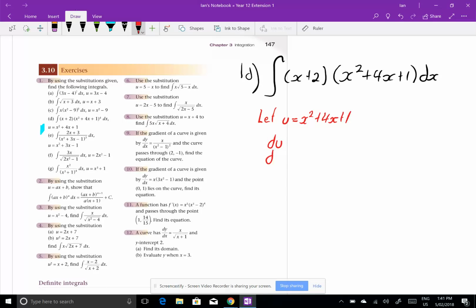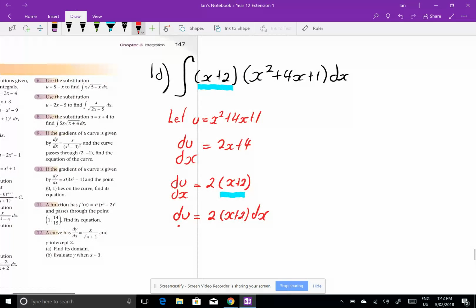Therefore, du dx equals 2x plus 4. And I can write that as du dx equals, now I'm going to take that 2 out, 2 times x plus 2, because I can see that I want it to look like this bit. And du equals 2 times x plus 2 dx. Okay, let's have a look. I go back to this one now.